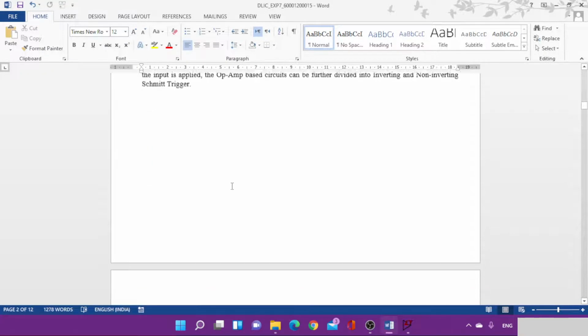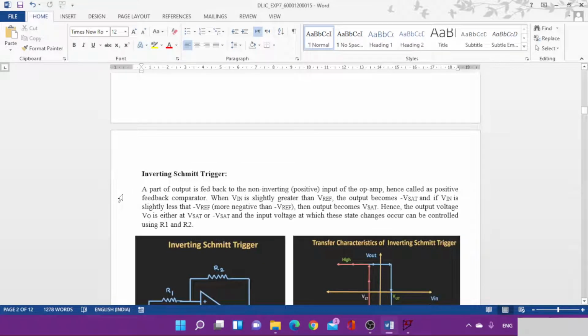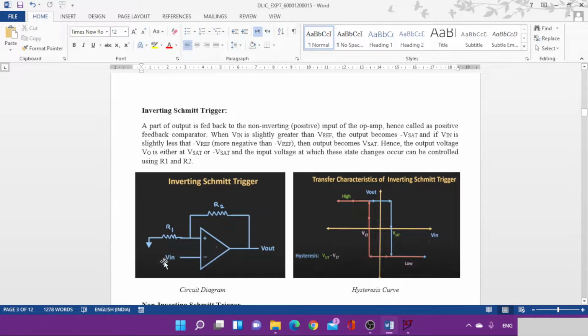So basically, what is the Schmitt trigger? For an inverting Schmitt trigger, we are going to feed the input waveform at the inverting terminal, and some part of the non-inverting terminal is fed back to the output terminal of the op-amp. That is, we are providing a positive feedback to the op-amp. So from the non-inverting terminal, we are going to feed some fraction of it to the output terminal.